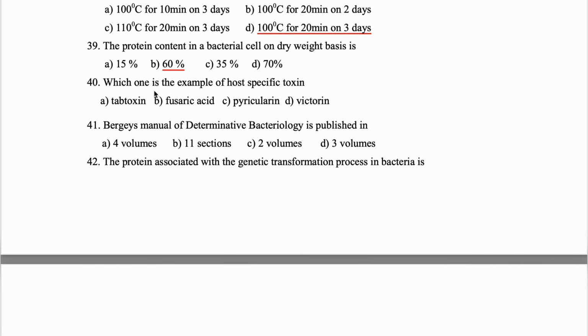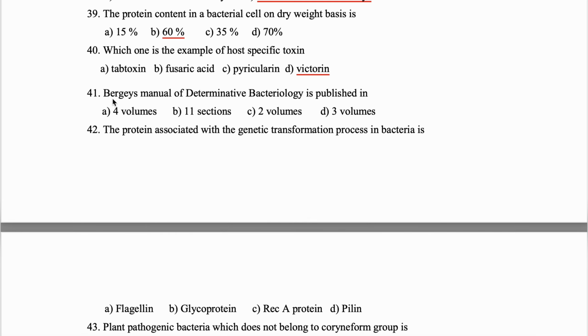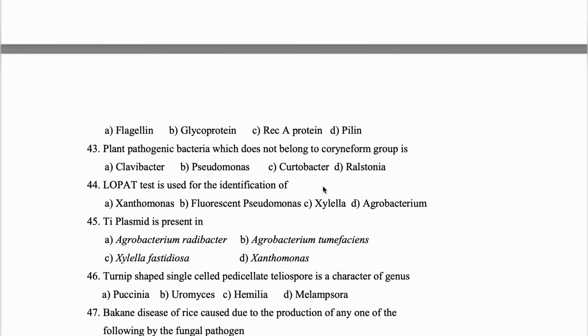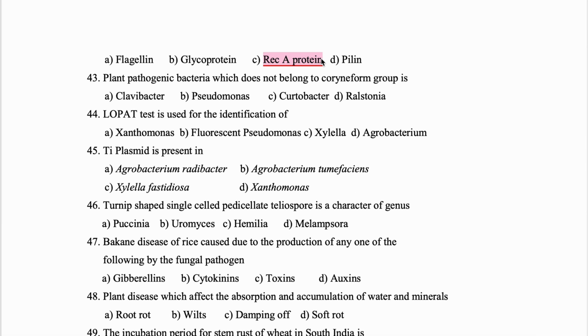Question 40. Which one is the example of a host specific toxin? It will be Victorin. And also remember, Victorin is the first host specific toxin found. Next, Bergey's Manual of Determinative Bacteriology is published in 4 volumes. Question 42. The protein associated with the genetic transformation process in bacteria is Rec-A protein.